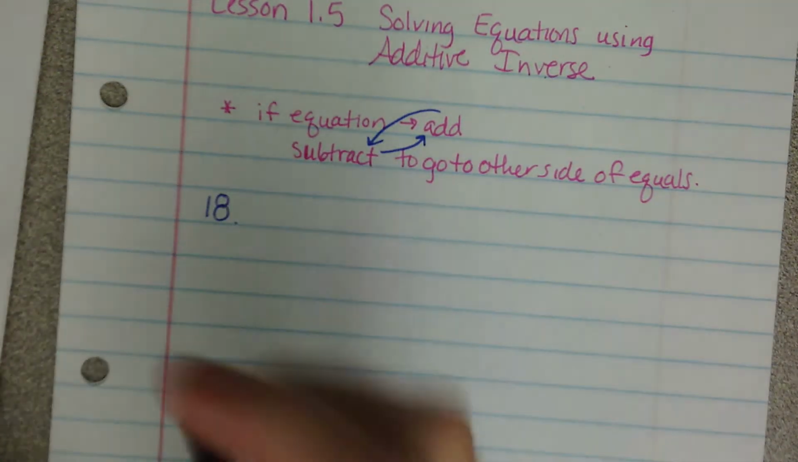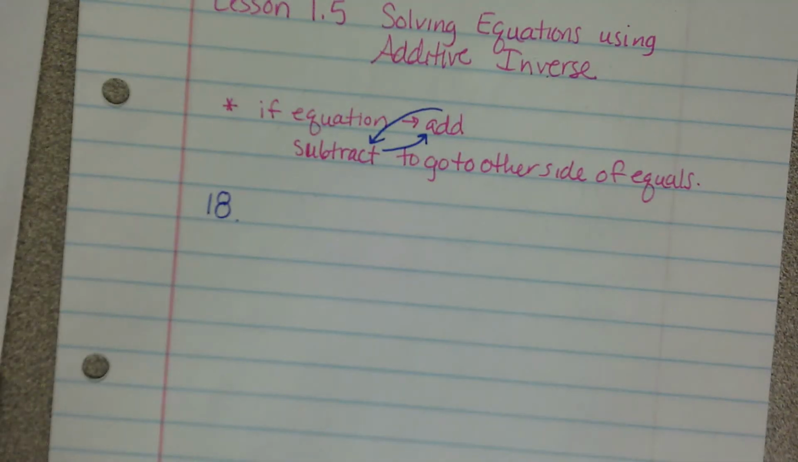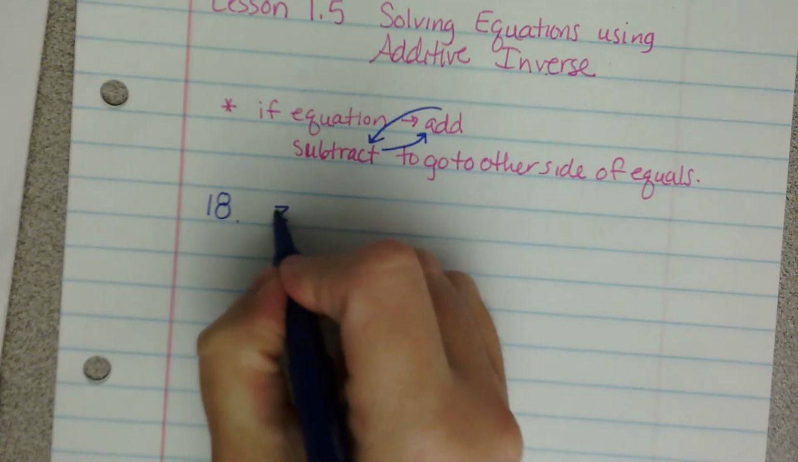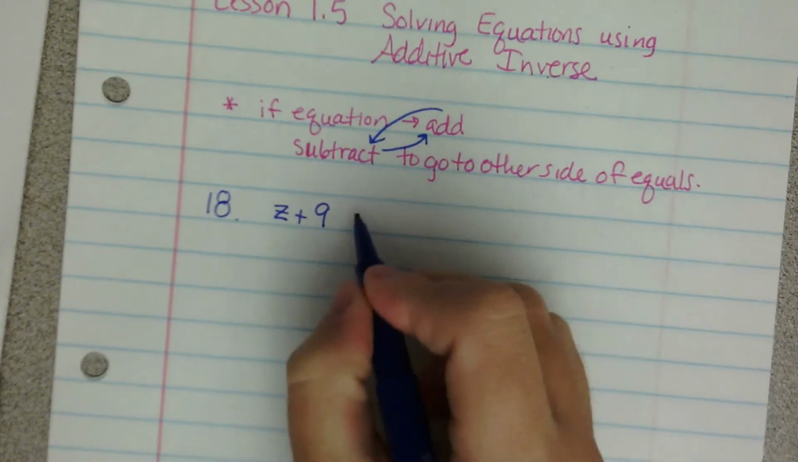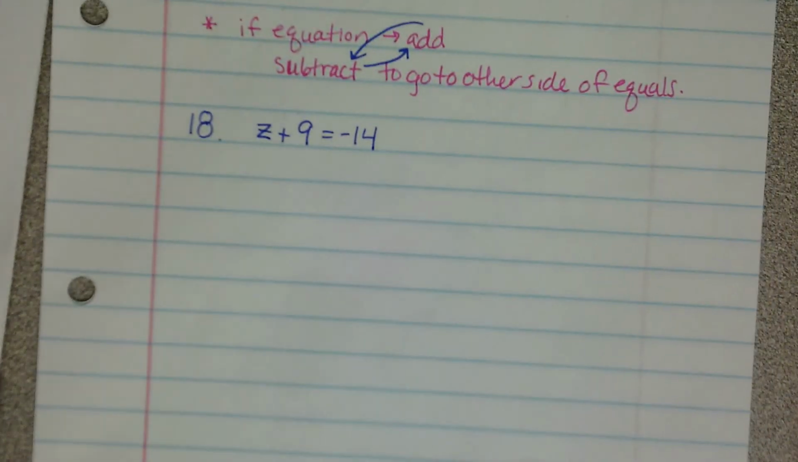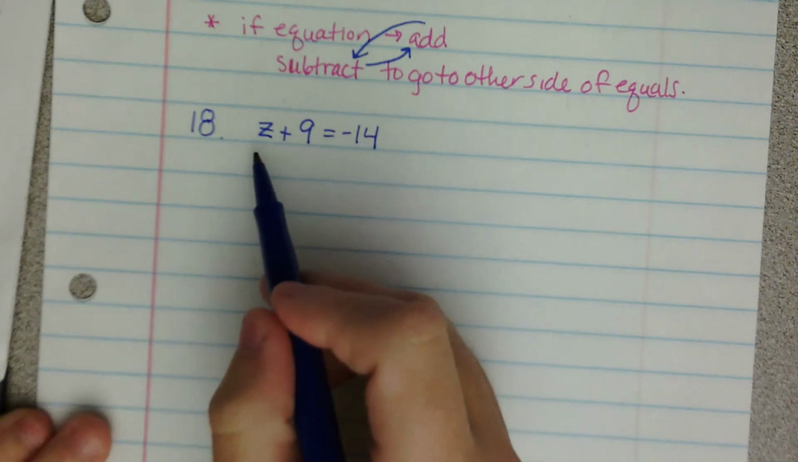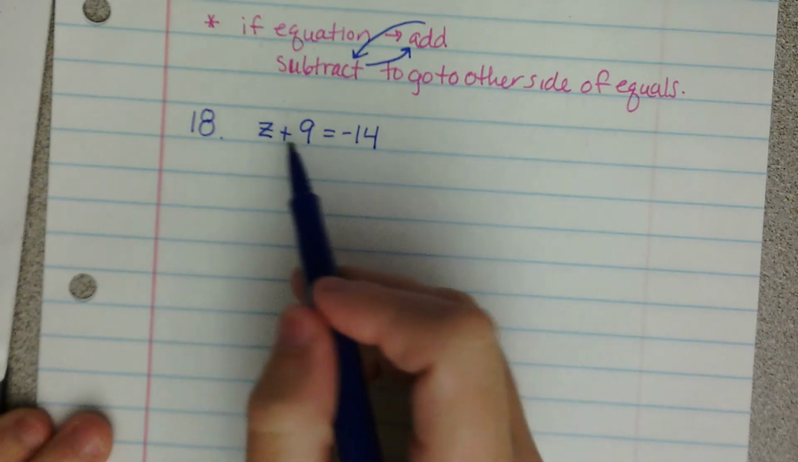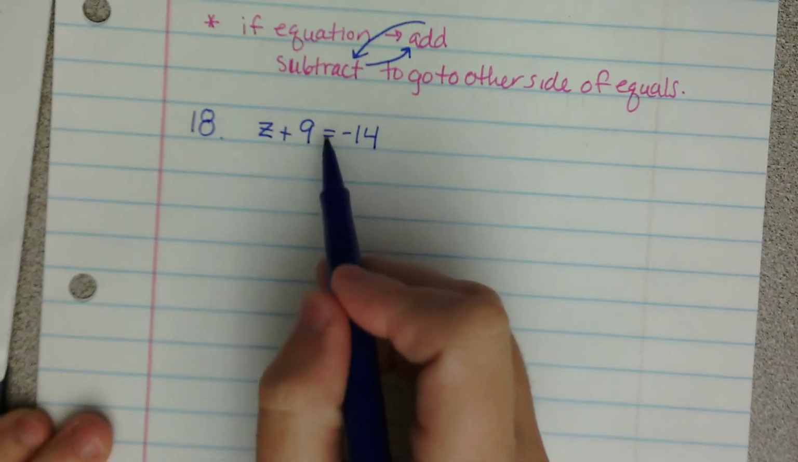We'll begin. This is 18 out of the book. So from this section, I'm pulling problems right out of the book. This is number 18, just as a model problem to get you guys started. So if you notice, we're going to solve for z. And in order for us to solve for z, you got to get rid of the positive 9.